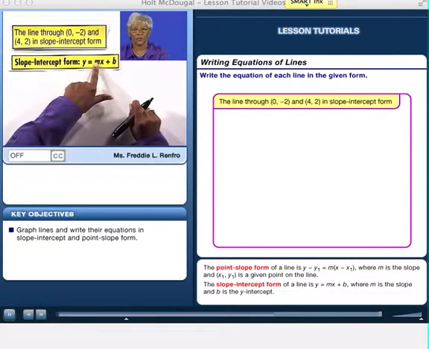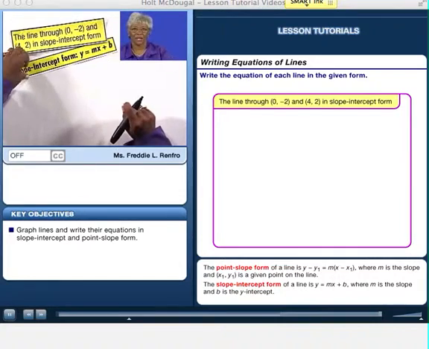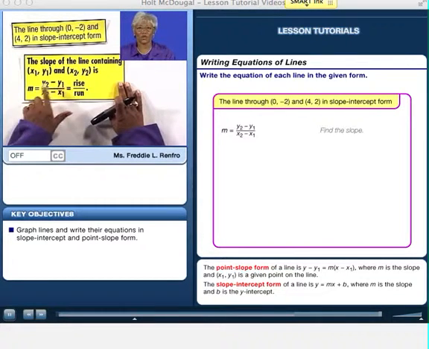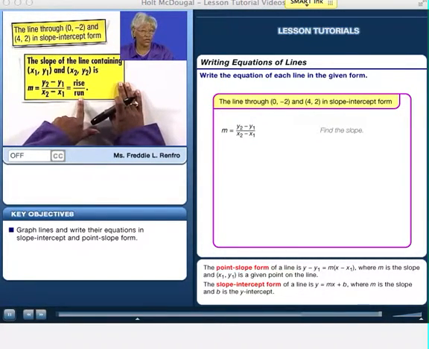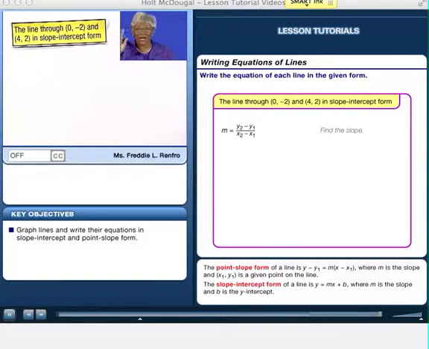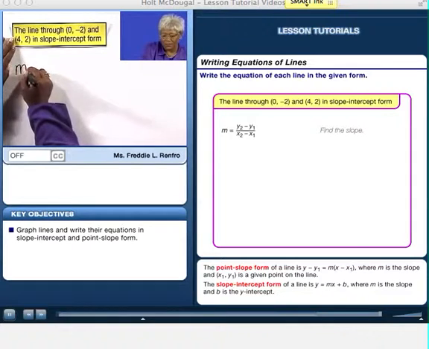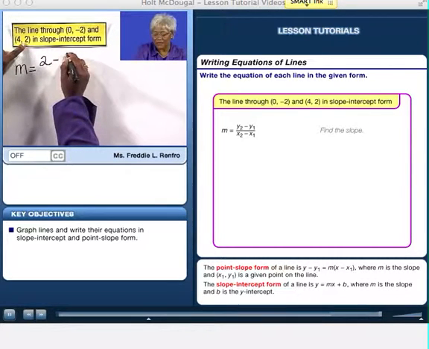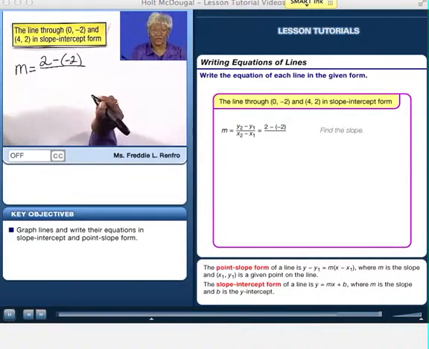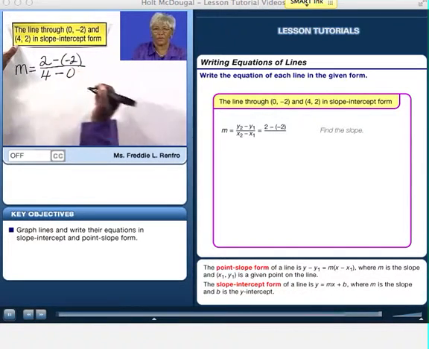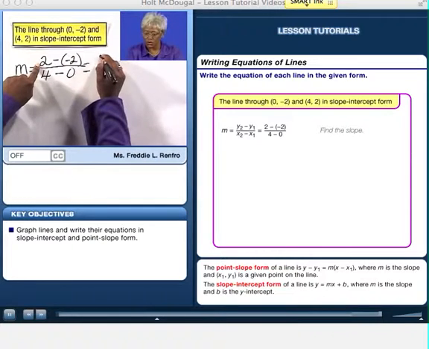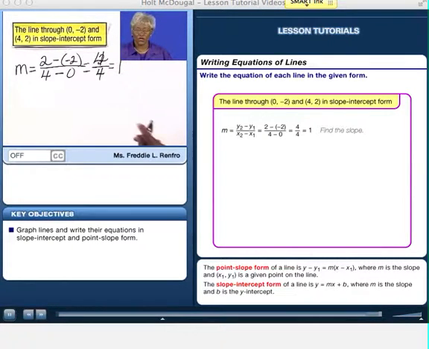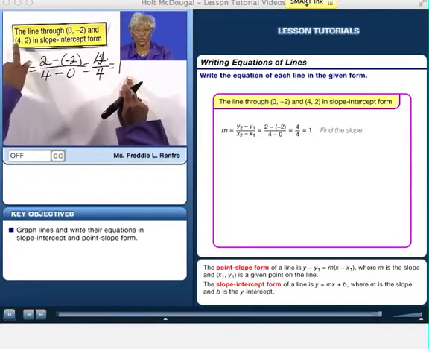Well, first thing, let's find the slope. We're given 2 points. How do you find the slope? Remember that? It's the difference of the y-coordinates over the difference of the x-coordinates. Rise over run. Remember that? Let's do it. Let's find the slope first. The slope, 2 minus -2 over the difference of the x-coordinates, 4 minus 0. And that's equal to 4 over 4, which is equal to 1. So our slope is 1 when we have these 2 points.